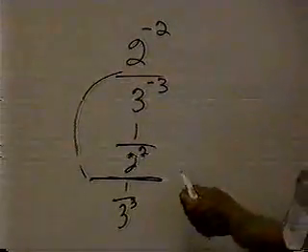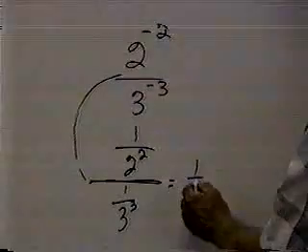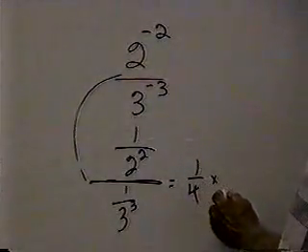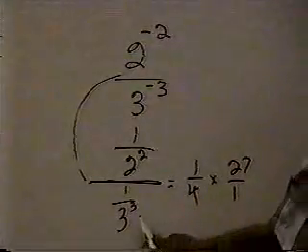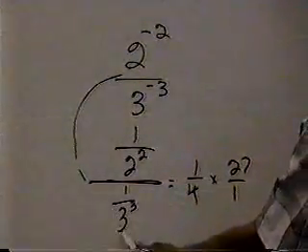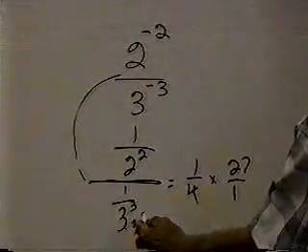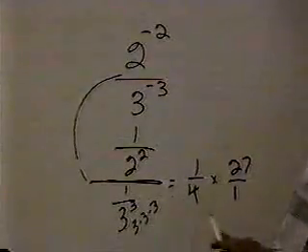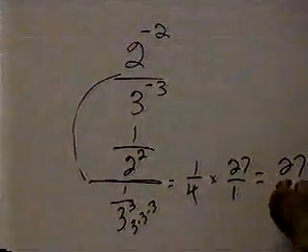And when you divide fractions, you invert and multiply. So that's 1 over 4 times 27 over 1. This would be 27. 3 times 3 times 3. Not 3 times 3, but 3 threes. So that's 27. So final answer on this one would be 27 over 4.